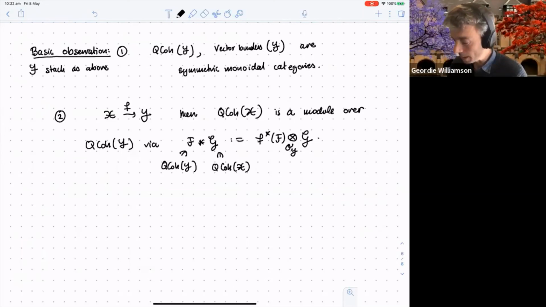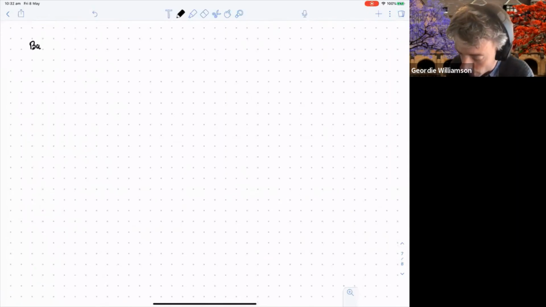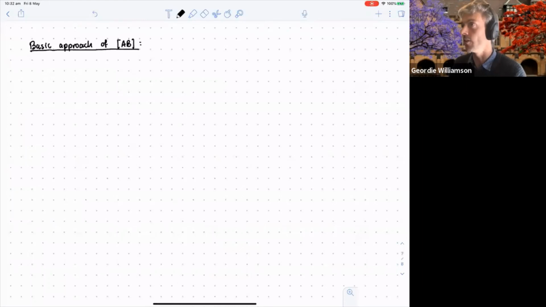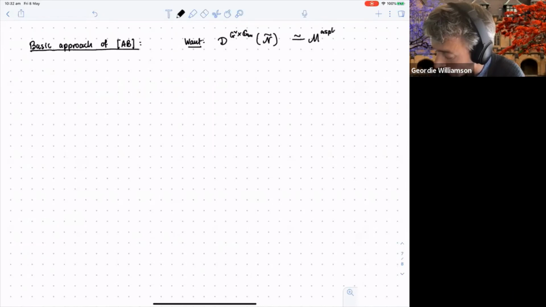So that's the basic observation. We're doing lots of basic things at the moment. So the basic approach of Arkhipov and Bezrukavnikov is extremely beautiful. For simplicity, I just want to ignore G_m. So what do we want? We want G-check times G_m on M-tilde to be equivalent to M.